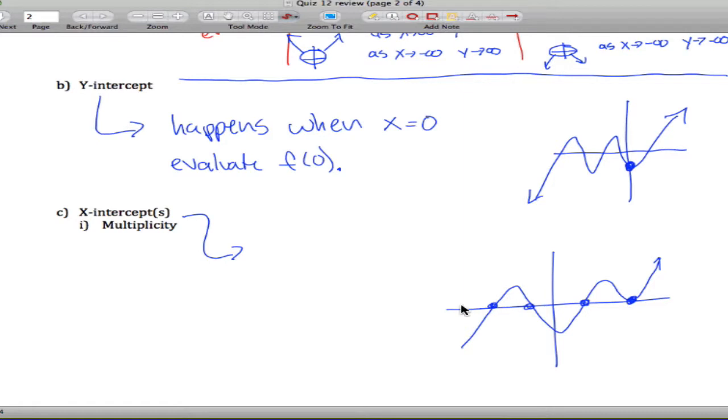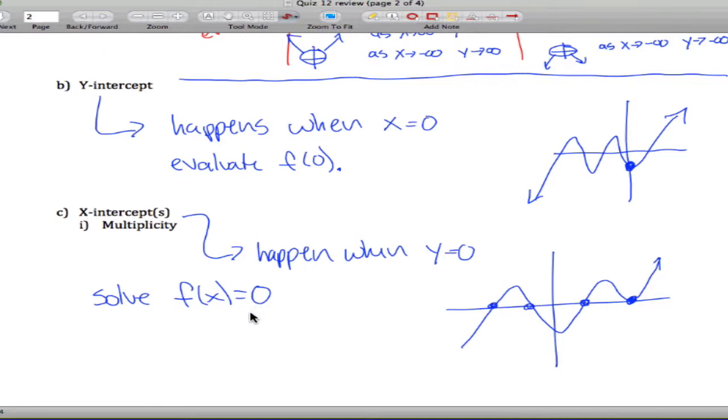So x-intercepts happen when we cross the x-axis. They happen when y equals 0. A point that I want to make is that you will always have a y-intercept. We're always crossing this axis. You may not have any x-intercepts, or you may have multiple like we got here. They happen when y equals 0, so what we have to do is solve f of x equals 0. In other words, take your polynomial, set it equal to 0, and solve. And all the solutions will be the x-intercepts.